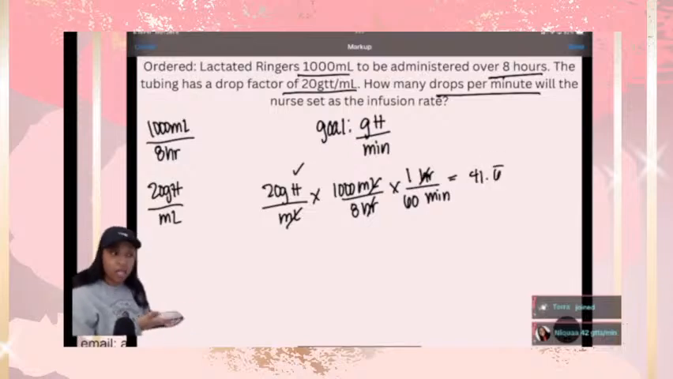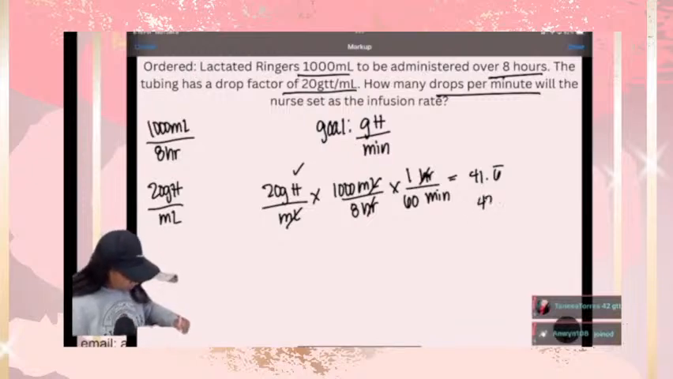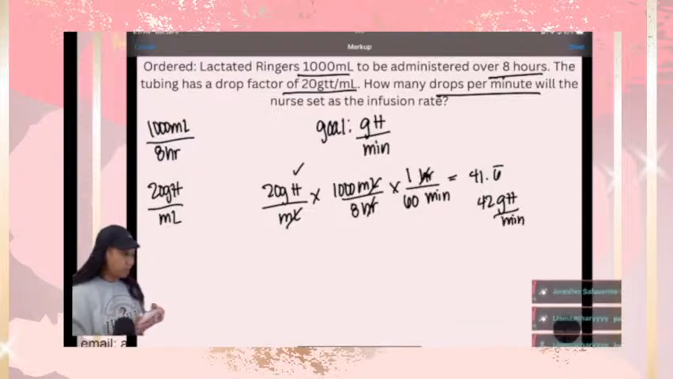So I got 41.66666 repeating. If there is a decimal in your answer, you can't give a decimal or a fraction of a drop. It's either one drop or none. So if it is 0.4 and below, you stay right there at that number. If it's 0.5 and above, then you round up to the next number. We have 0.6, so this is going to be 42 drops per minute. Okie dokie.